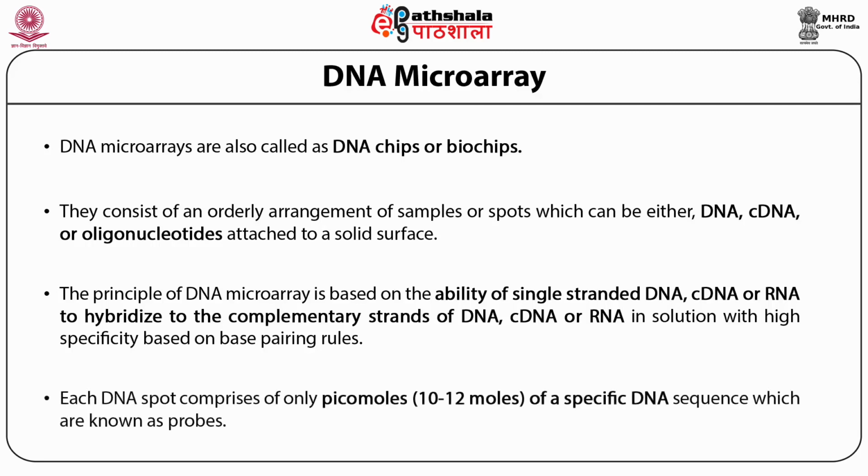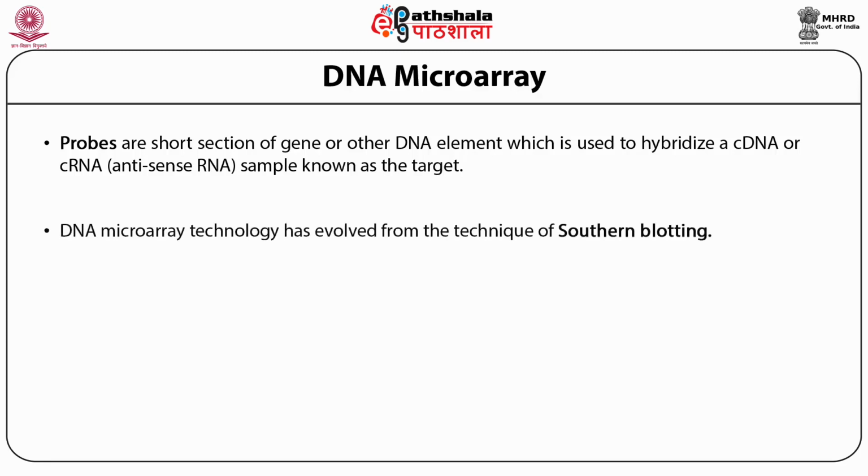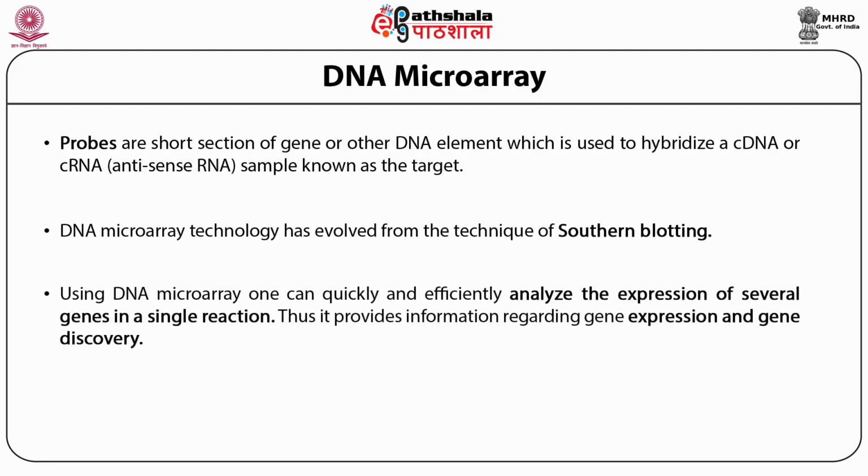Each DNA spot comprises only picomoles of specific DNA sequence, which are known as probes. Probes are short sections of gene or other DNA element which is used to hybridize a cDNA or cRNA sample known as the target. DNA microarray technology has evolved from the technique of Southern blotting. Using DNA microarray, one can quickly and efficiently analyze the expression of several genes in a single reaction. Thus, it provides information regarding gene expression and gene discovery.